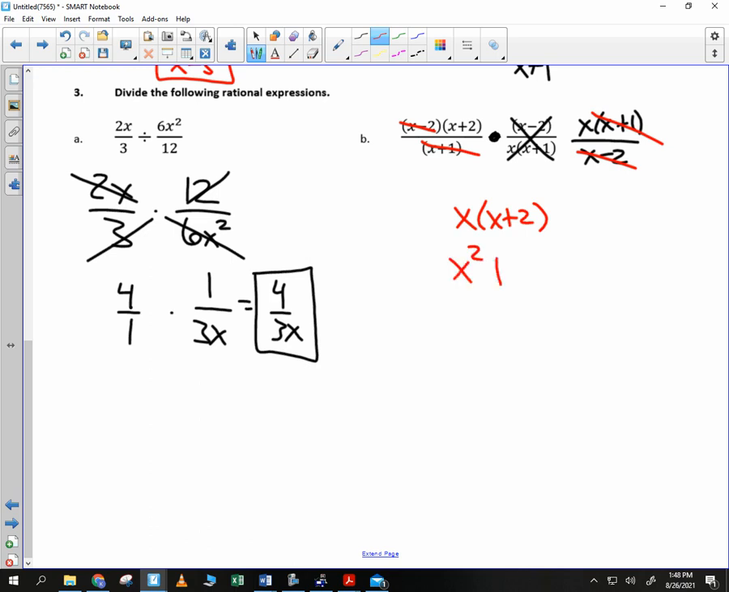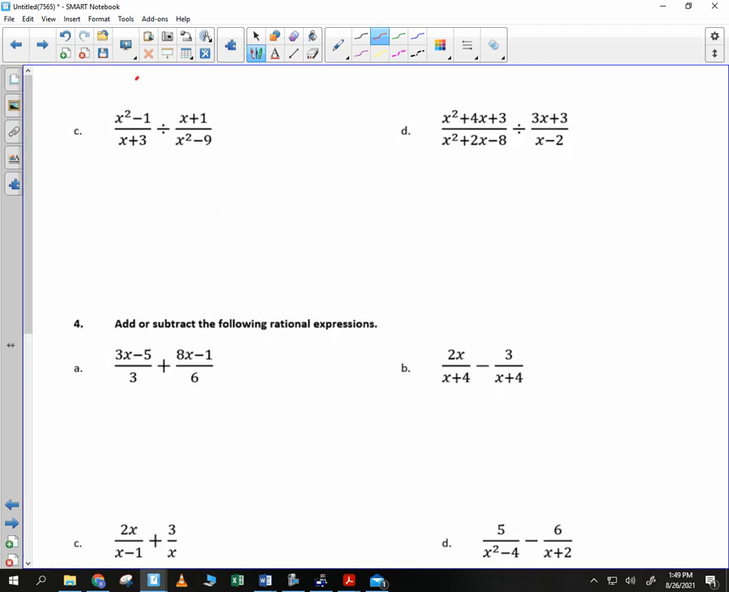x squared plus 2x, and those are the same. If the directions were right in factored form, then you would have to write it like that. But these are the same. One is not more simplified than the other. Either one is fine. Flip it over. Try the next two on your own. Go.